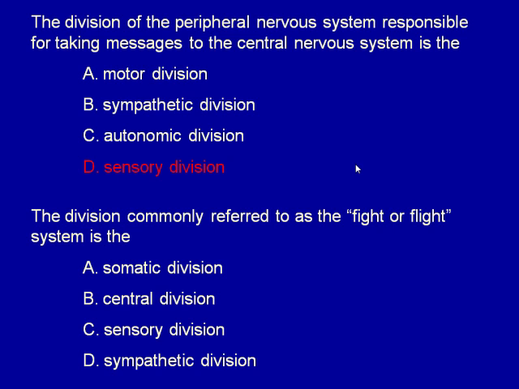The division commonly referred to as the fight or flight system is the, okay, this is tricky, see if you can remember this, it's been a few minutes since we talked about it, somatic division, central division, sensory division, or sympathetic division. That's right, the sympathetic system is your fight or flight system.